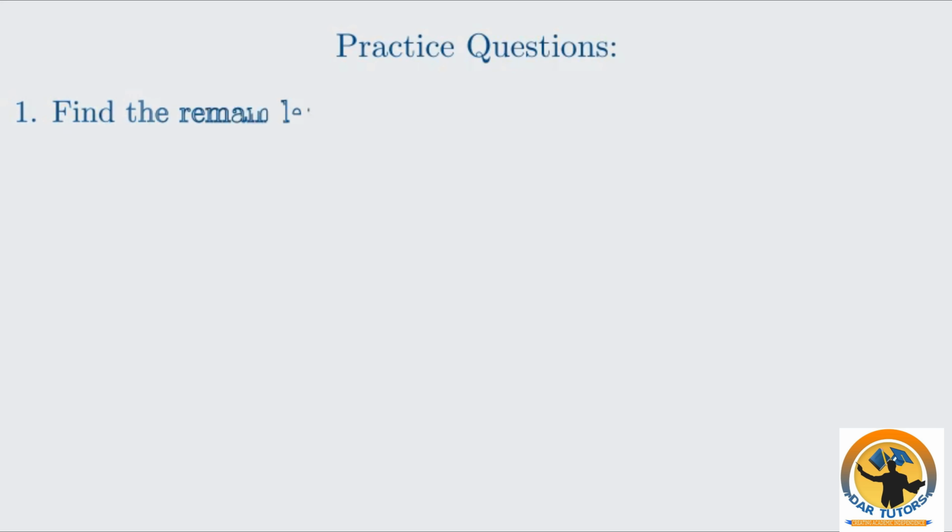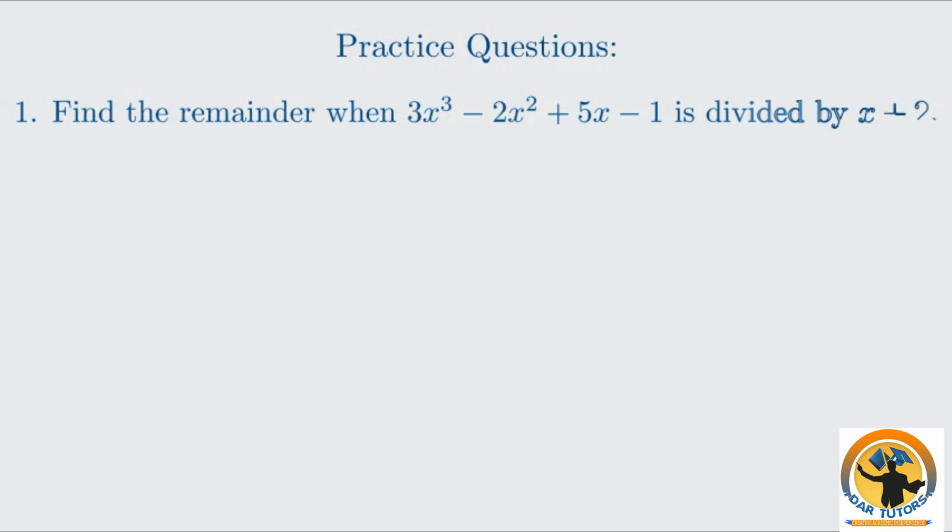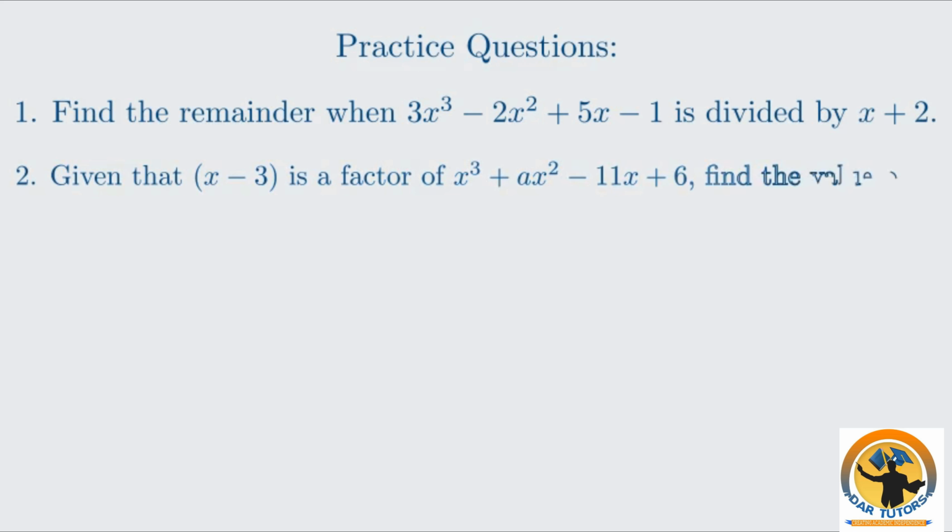To solidify your understanding, here are 5 practice questions in the style of IB assessment. Pause the video, work through them, and then resume to see the fully worked solutions. Question 1. Find the remainder when 3x cubed minus 2x squared plus 5x minus 1 is divided by x plus 2. Question 2. Given that x minus 3 is a factor of x cubed plus ax squared minus 11x plus 6, find the value of a.